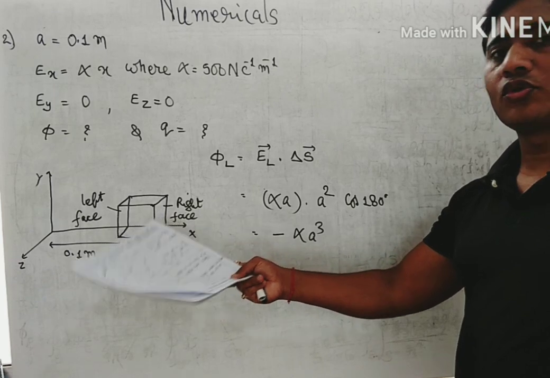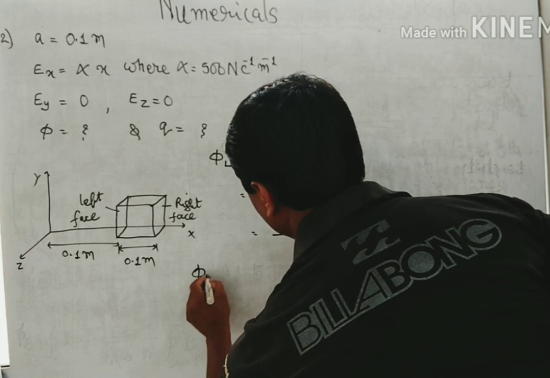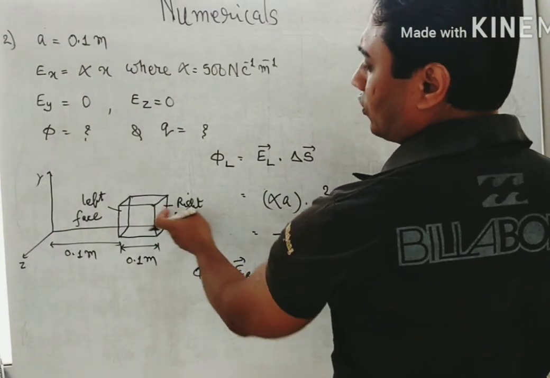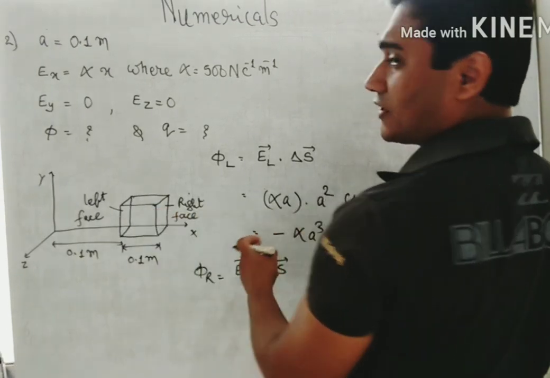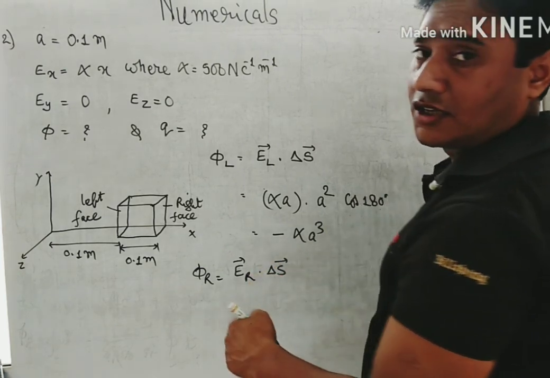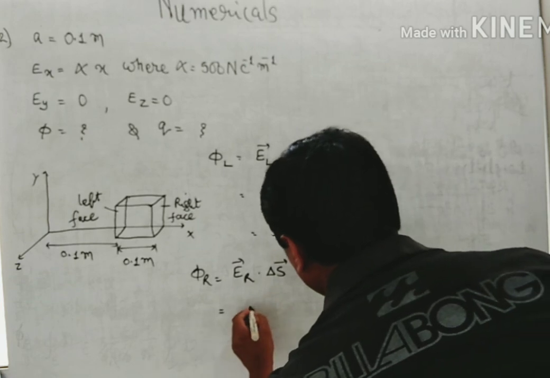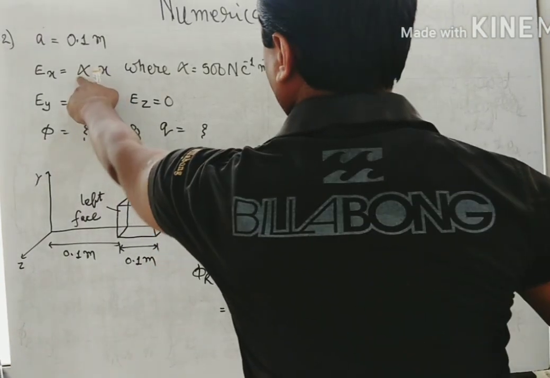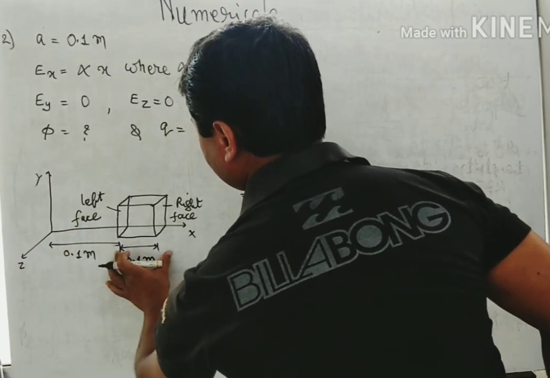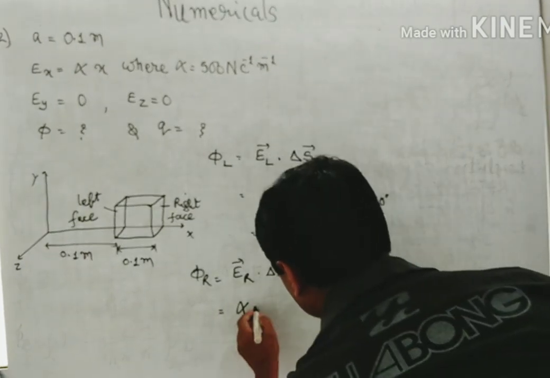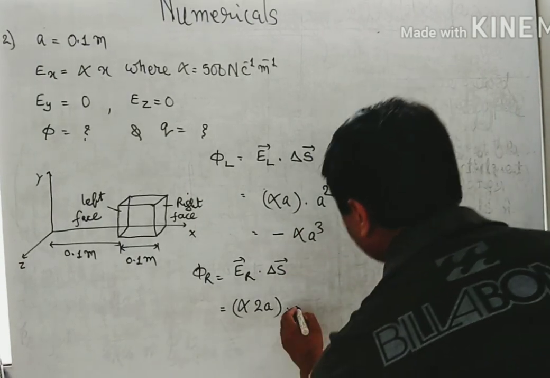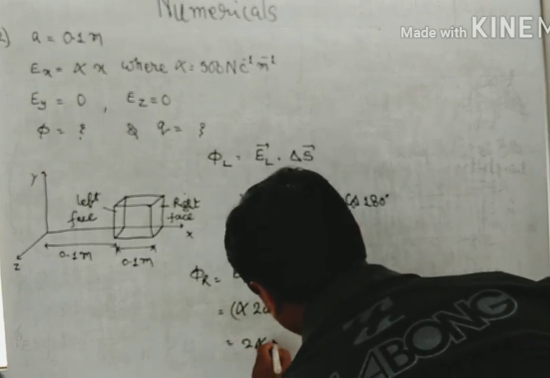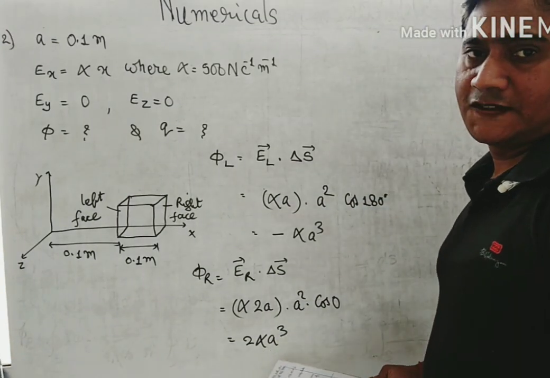Similarly, you can write the flux through the right face. The flux through the right face of the cube is E_R vector dot delta S vector. On the right face, the electric field is directed along positive x and the area vector would also be along the same positive x direction. So the angle between these two will be 0. Here we write alpha A, where x from the origin is A plus A, so 2A, into A square, the side squared, into cos 0. So we reach 2 alpha A cube. This is the flux through the right face.